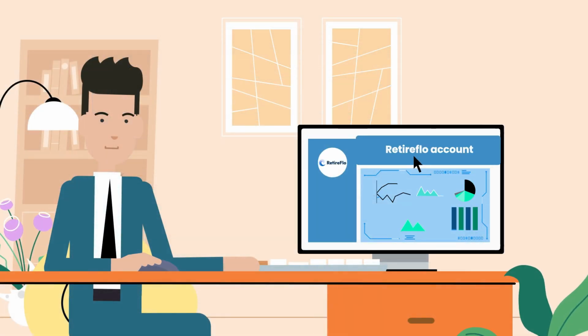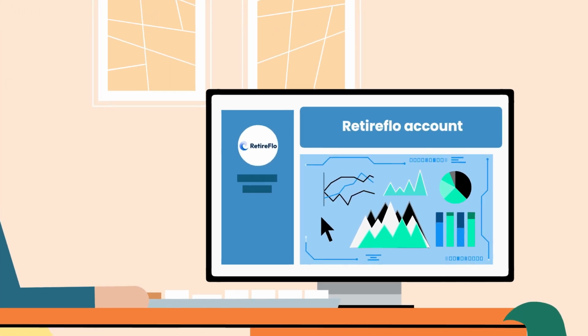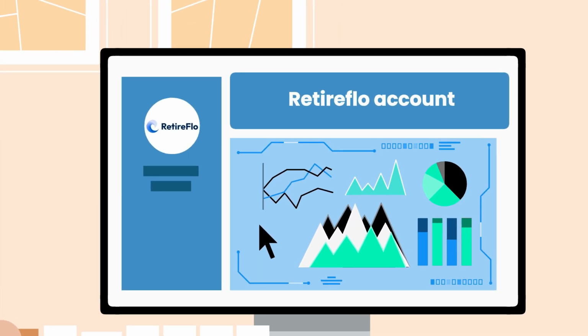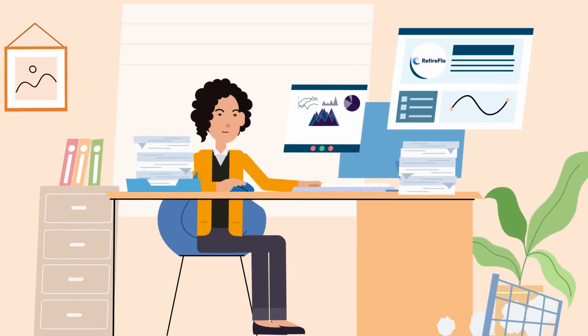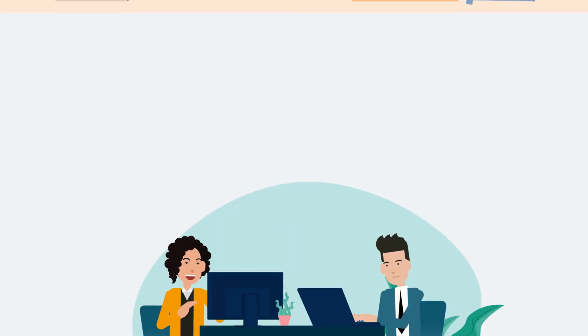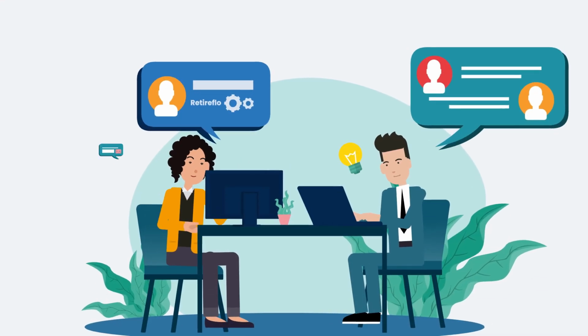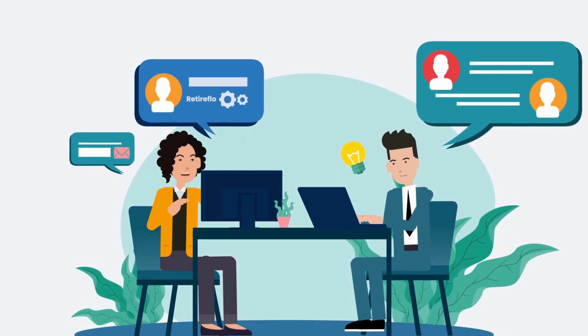To integrate your RetireFlow account, you will select the RetireFlow tab on the left side and click RetireFlow Dashboard to integrate. If you have never used RetireFlow, you will have a new account ready to use. If you have an existing RetireFlow account, you will need to contact RetireFlow to integrate your existing account with the Senior Enrollment Solutions Agency account.